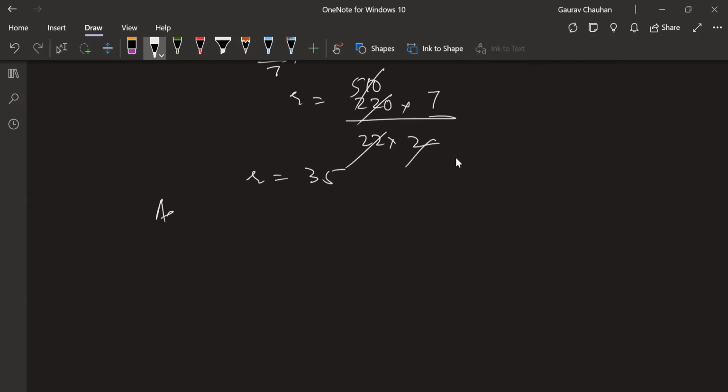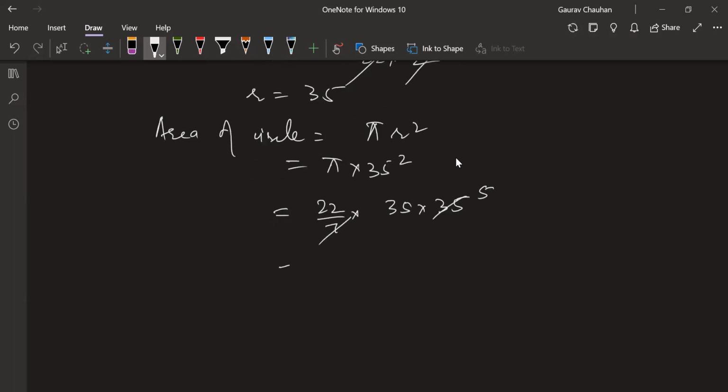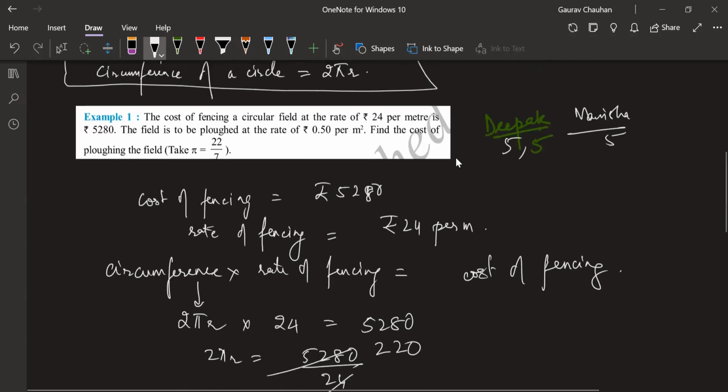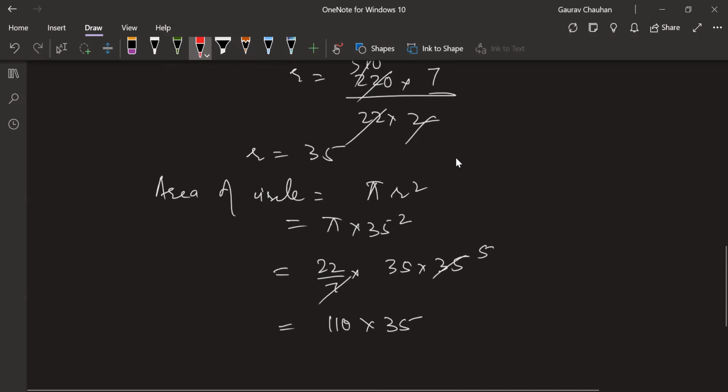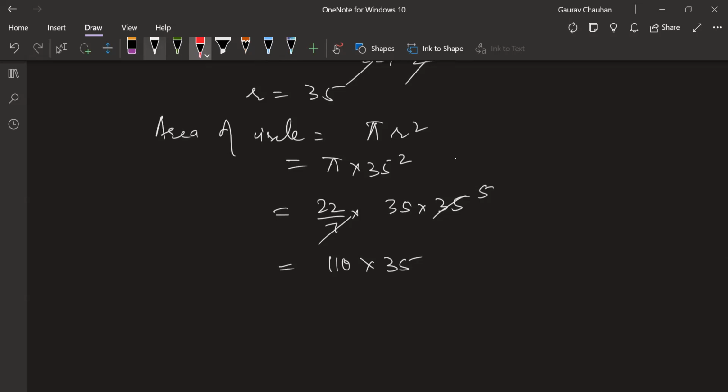Can I find area of the circle? Area of the circle is equal to, yes, pi r square. That gives me pi into 35 square. That gives me 22 by 7 into 35 into 35. These two get off, and this you get as 5. 22 5s are 110. 110 into 35. I still have to multiply with, see, I don't have to find area. I have to finally find the rate, no? I will not multiply this right now because 110 is there. I'll just see if something can be done later. You can multiply it also. Okay, I'll leave it as it is.